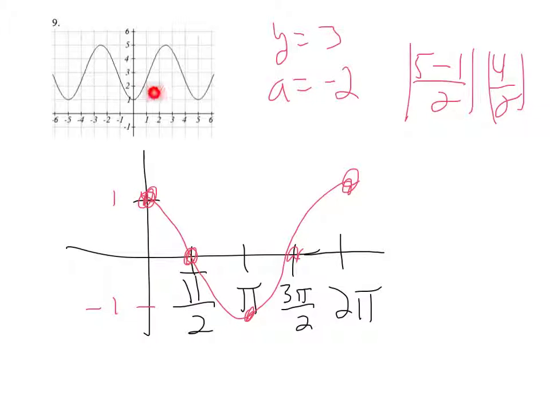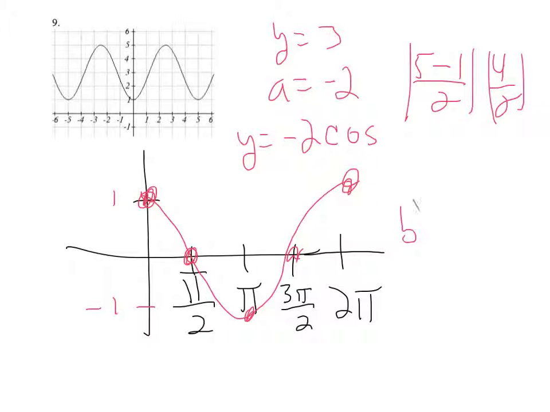I'm not seeing any left-right shift if I use that point, so I'm not going to have any kind of phase shift. And it is shifted up 3 because of the midline. So my function is going to be y equals negative 2 cosine of... I didn't do the period. So the period is, let's see, it went from 0 up to 5 to do the full repeat. So that tells me the period is 5.